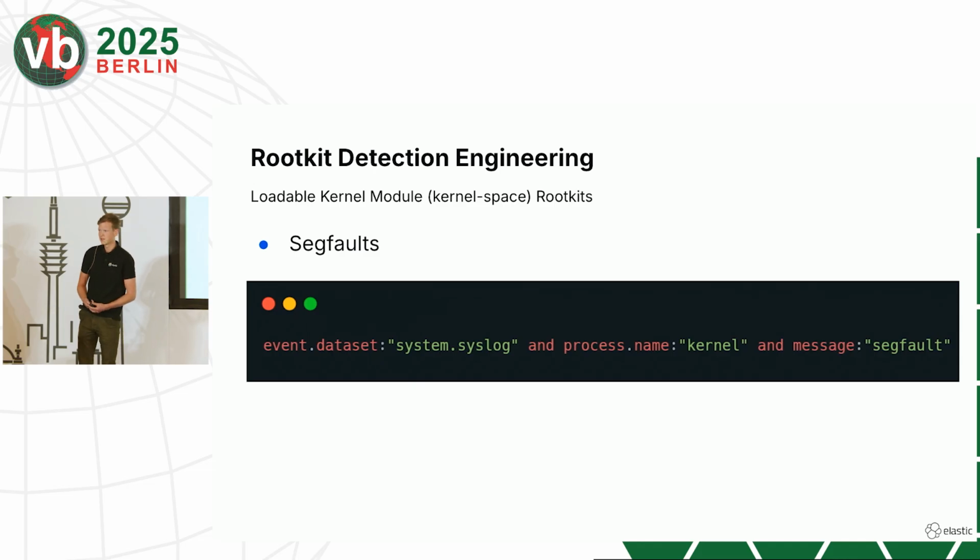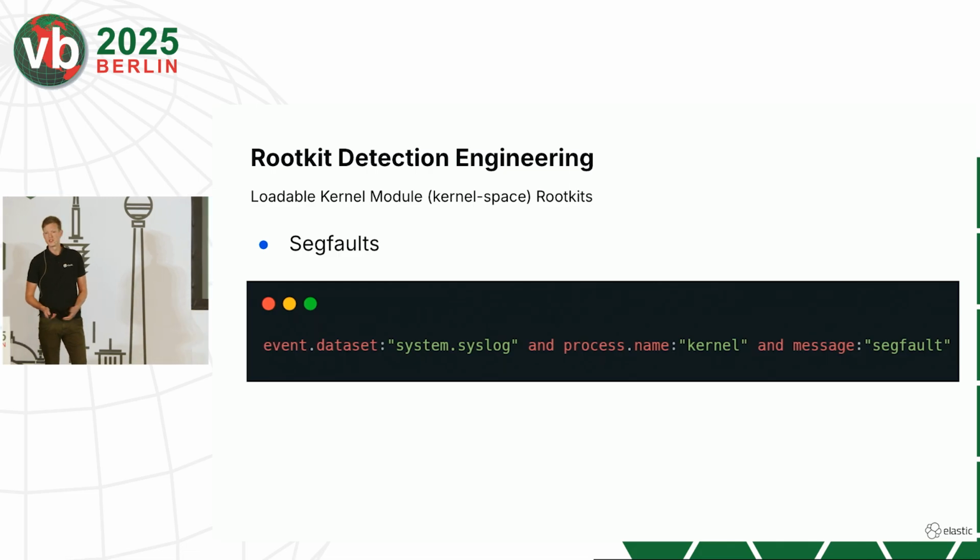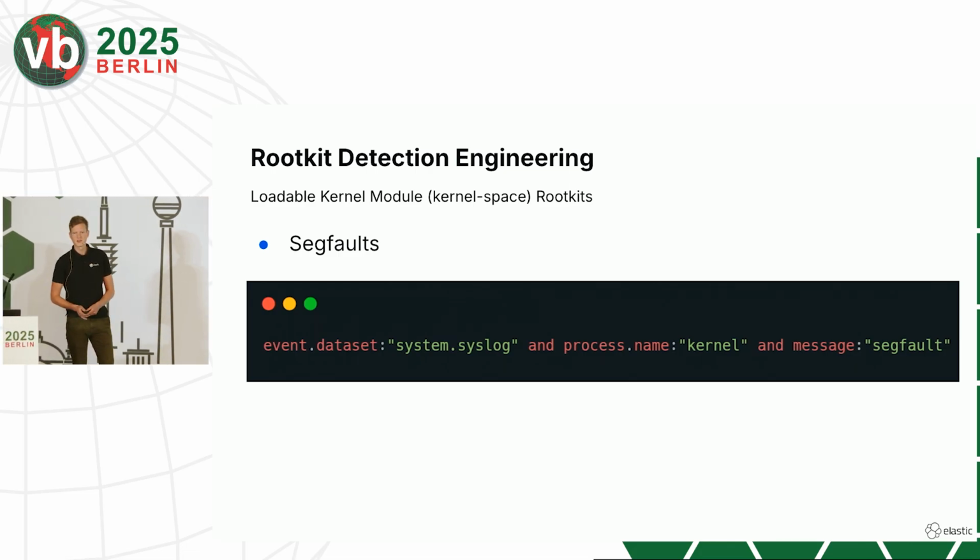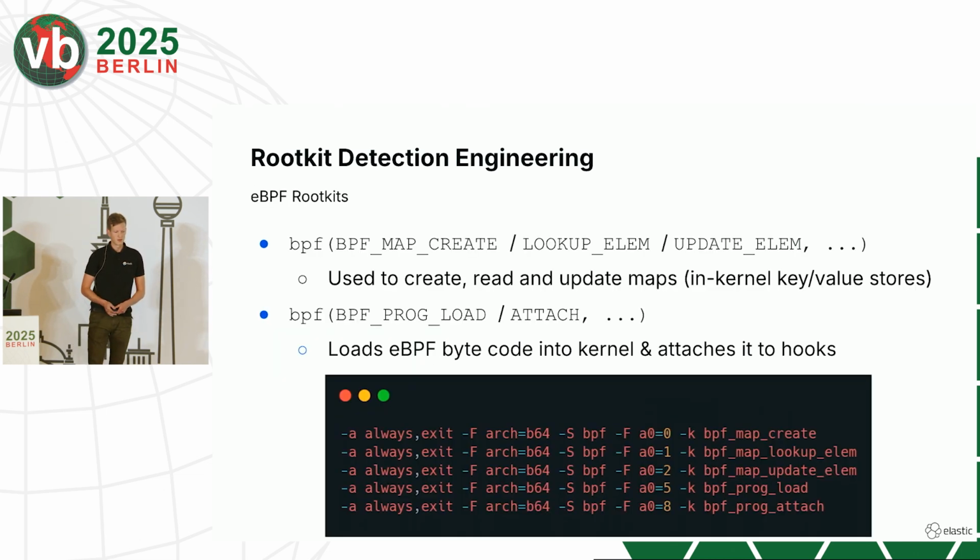And then again, as I said, loadable kernel modules like to crash. So looking at segfaults coming from the kernel is interesting in general, because you would like to see when your kernel is creating segfaults, but it might also be a sign of a rootkit.